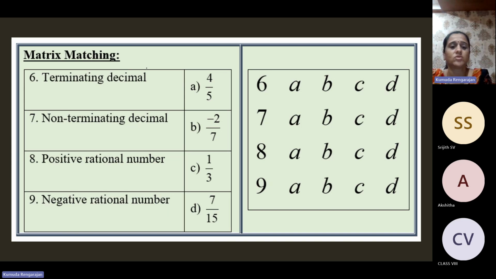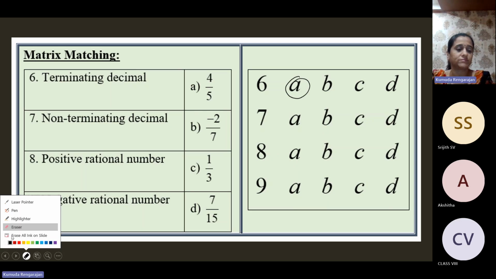Yes, ma'am. So the only option for terminating decimal is A. Only A. You should not match here. You should circle like this. Now come to B.